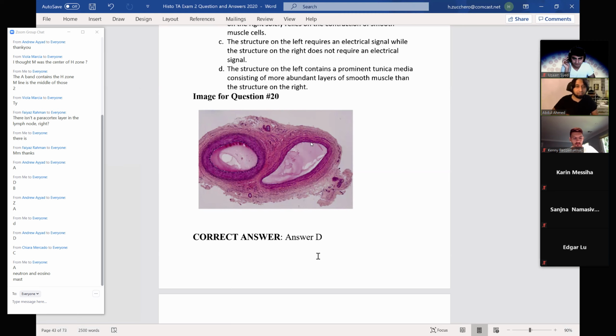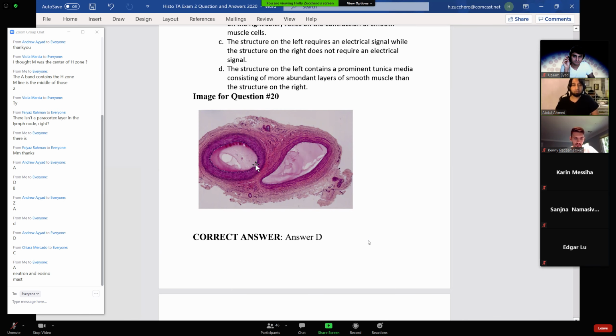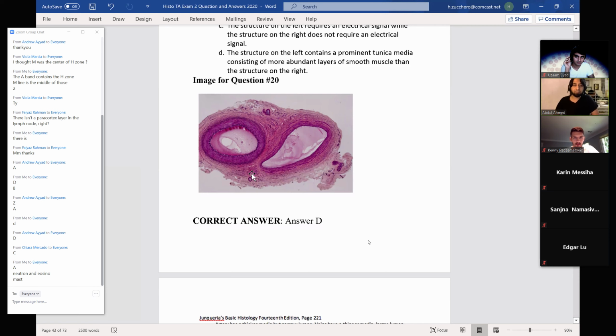You can even see in the tunica intima, which will be in that inner layer, you can kind of see it's really dark. You can tell that as well to help you differentiate between an artery and a vein. So keep an eye out for that. It should be pretty simple.